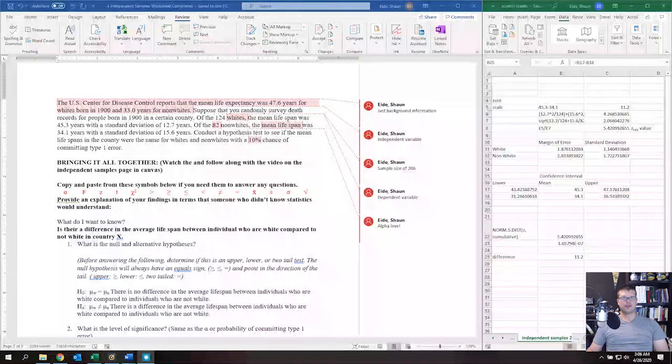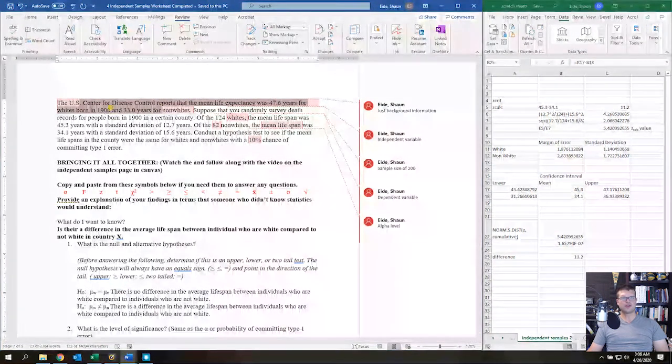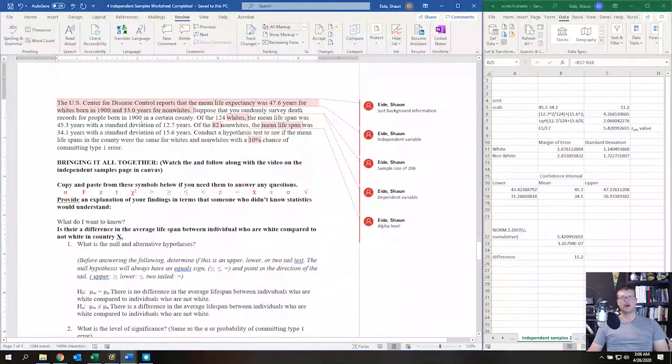So first of all, this can be a little confusing because you may be wondering, are we supposed to be comparing the U.S. Center for Disease Control figures to this country? No, this is just background information, and we are actually comparing, in the new country, white life expectancy compared to non-white life expectancy. Okay, so we're going to go through this. This is just background information.